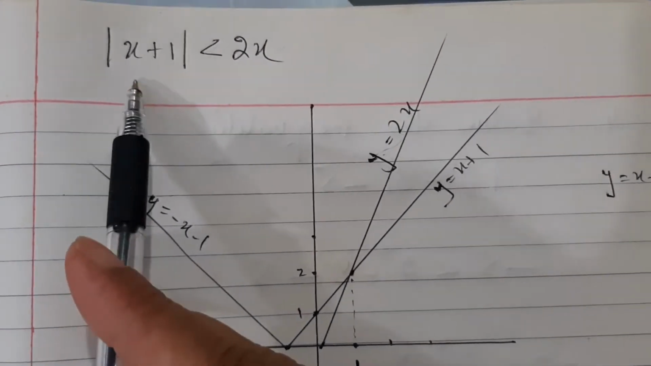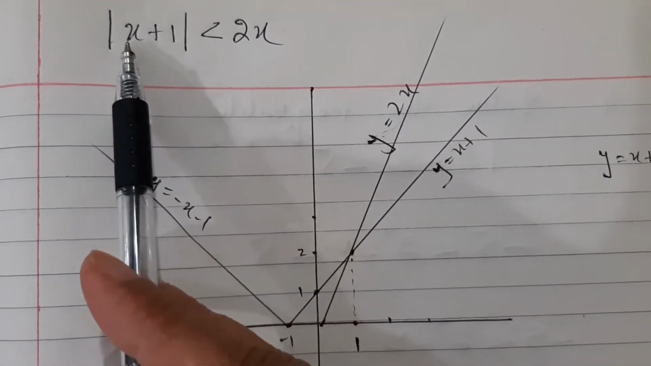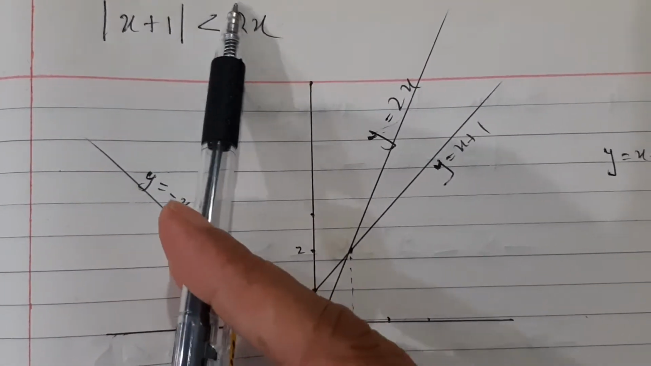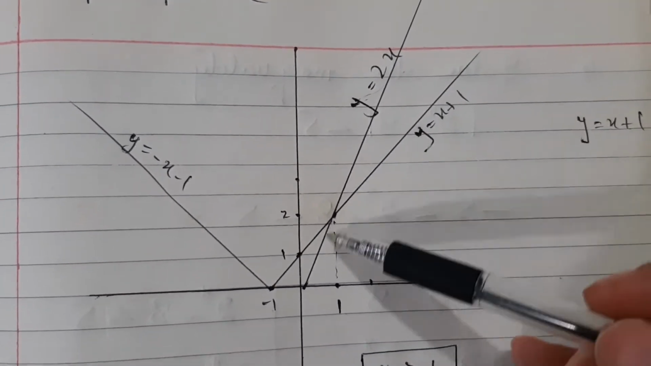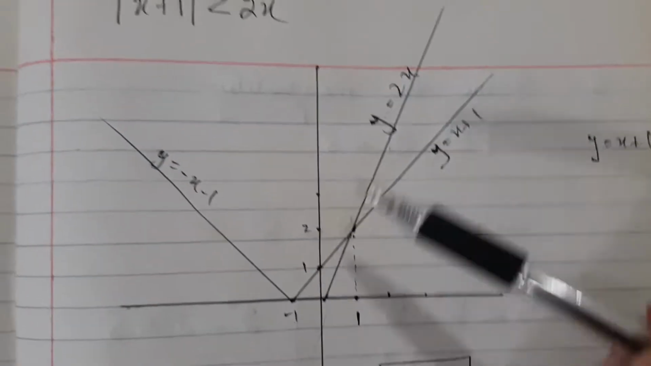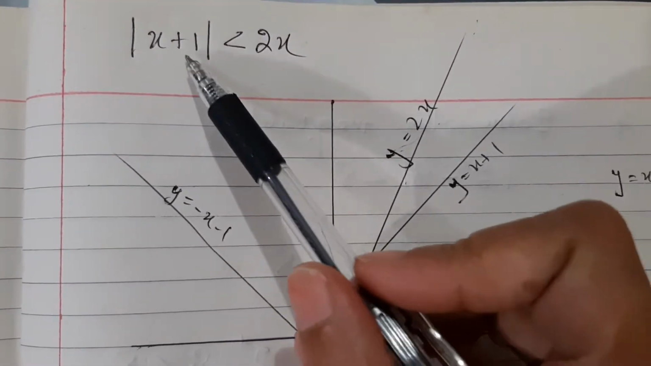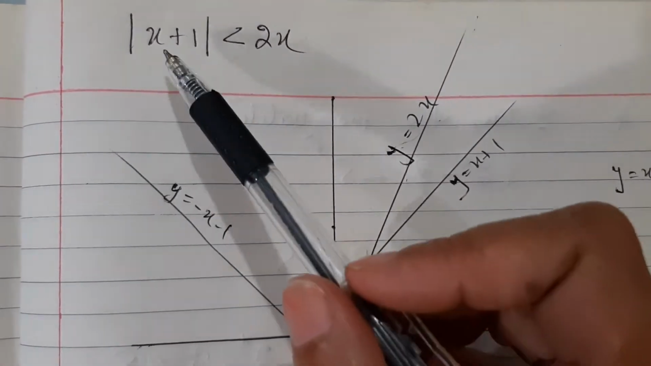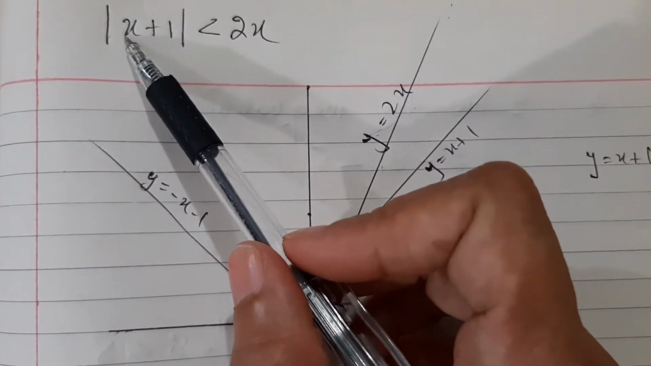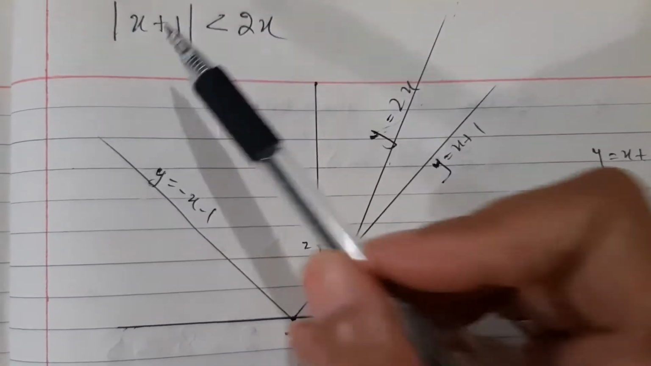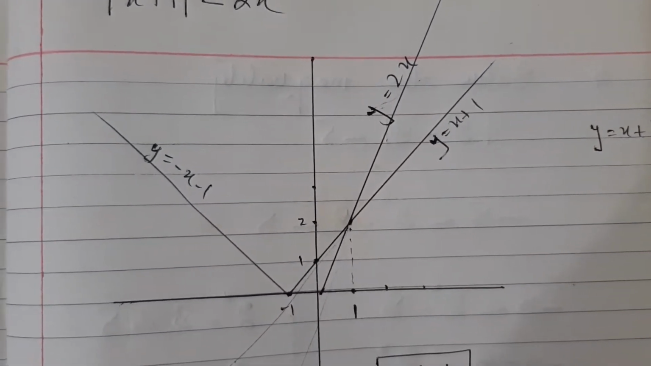So the inequality was modulus of x plus 1 is less than 2x. So y equals 2x if I want to draw. So this is my line, y equals 2x, right? And modulus x plus 1. In my previous video I have explained in detail how to sketch, but let me explain here again. First of all, I will draw the line y equals x plus 1, which is this line. If you continue, it will go like this.